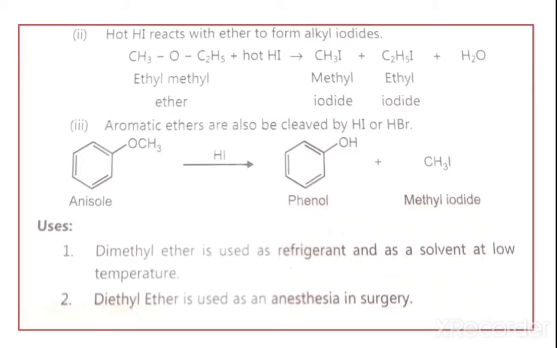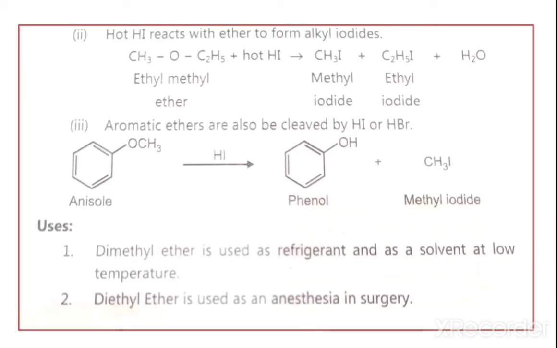And we discussed reaction with halogen acids. In halogen acids, first we discussed that when ether is treated with cold HI, that is hydrogen iodide, the cleavage of the ether takes place and we get the alcohol plus alkyl halide. And the reactivity order is first hydrogen iodide, then hydrogen bromide and HCl.